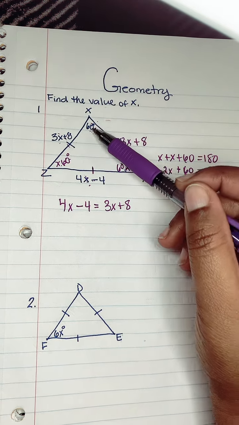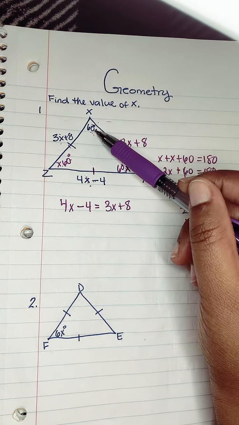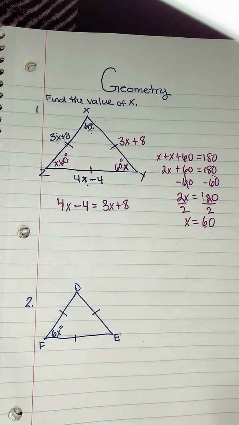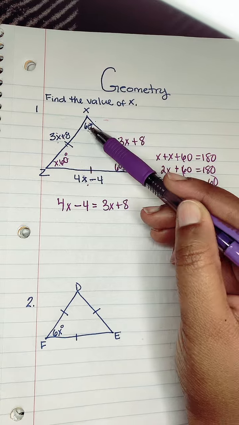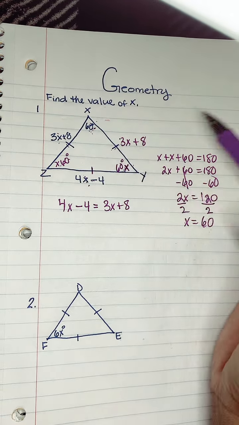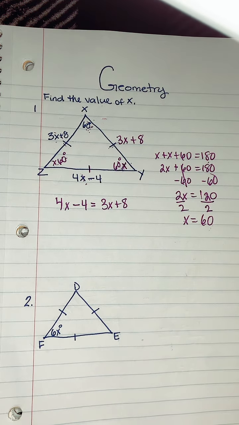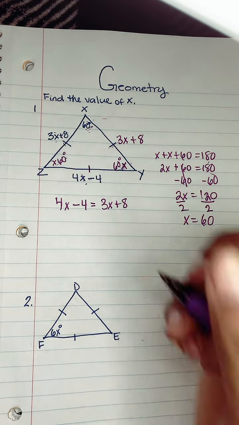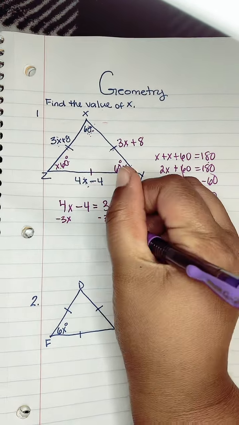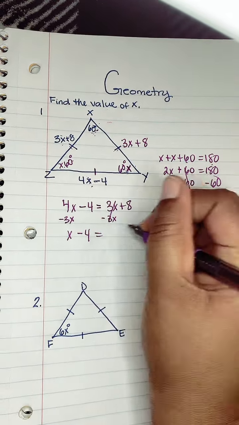Thank you. As soon as we see that this top is 60 in an isosceles triangle, these also have to be 60 right away. That's something you could just memorize. So if you see 60 here, these will also be 60 because 60 times 3 is 180. So 60, 60, 60. So now we can solve. We can subtract 3x to both sides. And 4x minus 3x gives us 1x minus 4 equals 8.